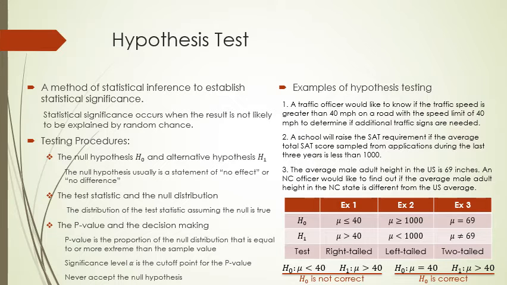The second case, a school decides to raise the minimum SAT score requirement if the average total SAT score sampled from all applications during the last 3 years is less than 1,000. Thus, we would set the null hypothesis as the average SAT score is greater than or equal to 1,000, and the alternative hypothesis H1 as the average SAT score is less than 1,000.